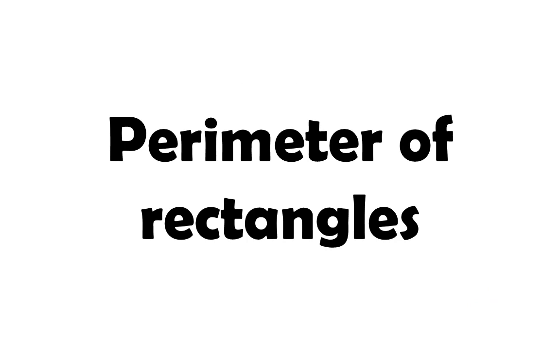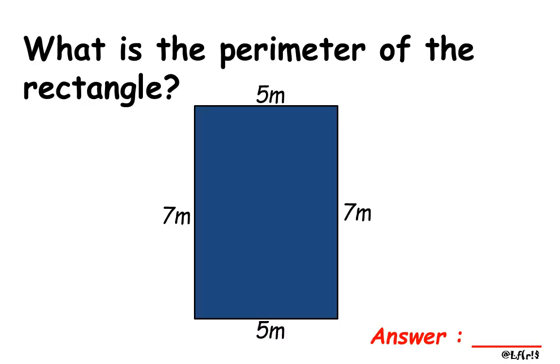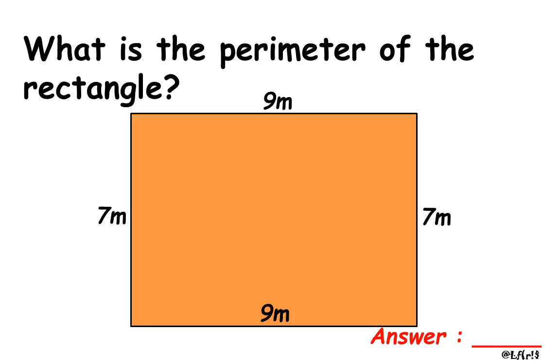Perimeter of rectangles. What is the perimeter of the rectangle? The perimeter is equal to the sum of all the sides of a polygon. The perimeter is equal to 5 plus 7 plus 5 plus 7. What is the perimeter of the rectangle?